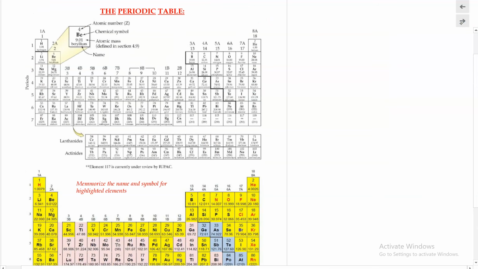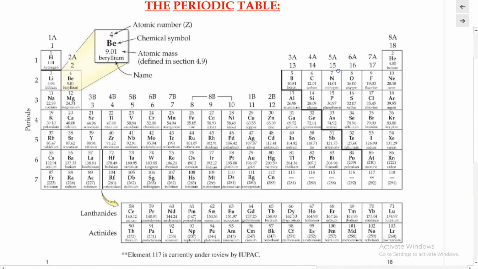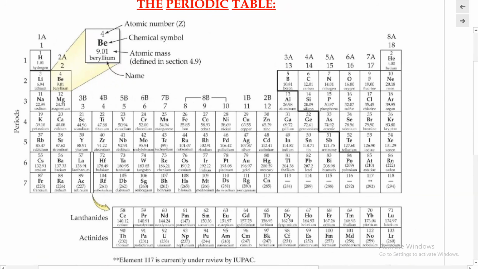And here is the complete diagram of the periodic table with all of the element names and the element symbols. If we look at one of these blocks, we will find the following. Here, Be is the chemical symbol of the element, and the name of the element is down here. So in this case, Be is beryllium.